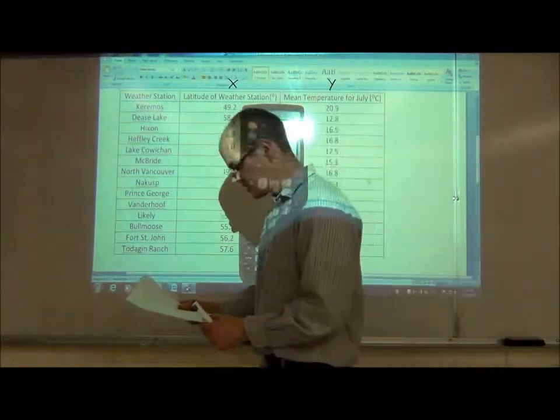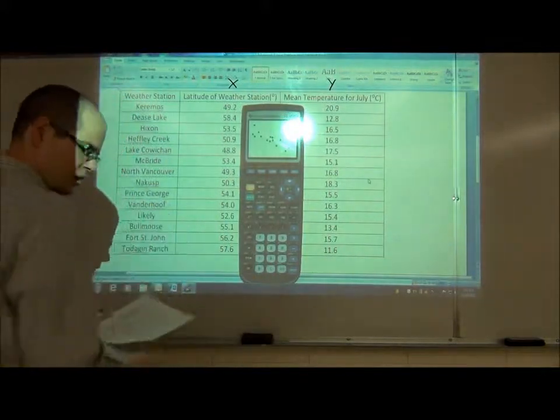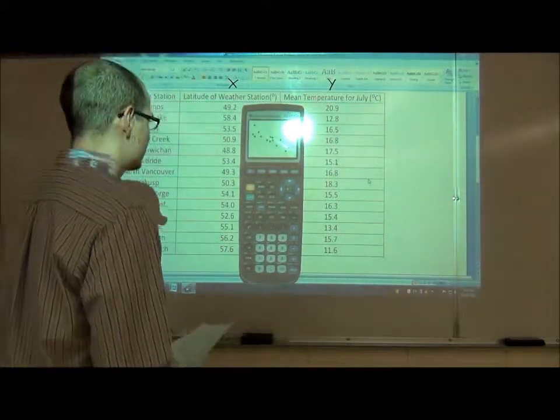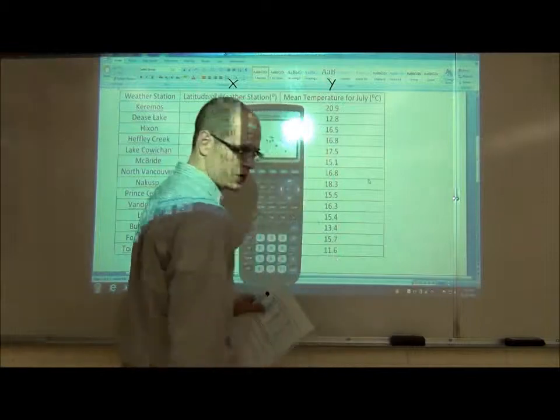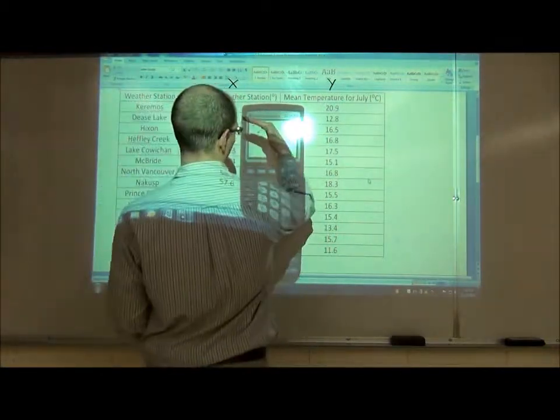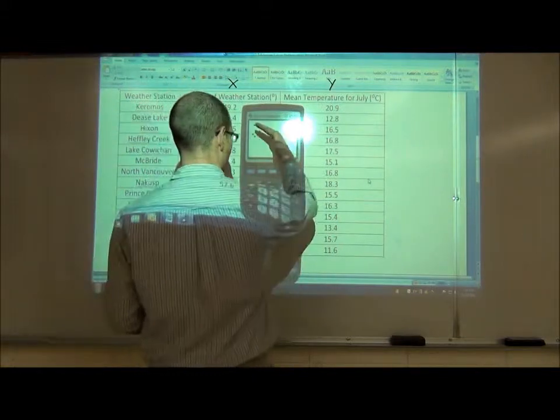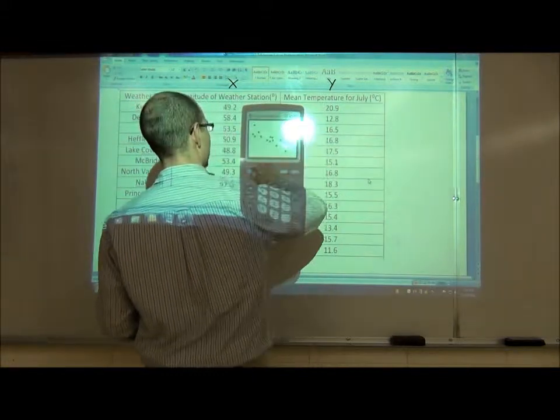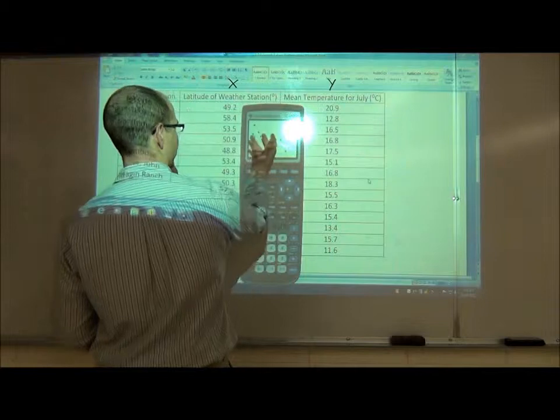In B, it actually wants us to determine the equation. So how do you do a regression equation? And what is a regression equation? A regression equation is where the calculator takes the data values and tries to approximate them with a curve. It's going to try and draw a line or a parabola or an S shape that models your data.